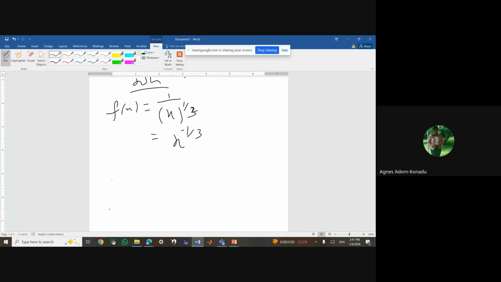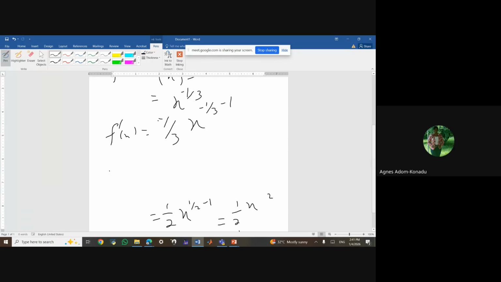So let's continue. So f prime of x is equal to, you drop the negative 1 over 3, so I have negative 1 over 3 x to the power negative 1 over 3 minus 1. Negative 1 over 3 minus 1 is negative 4 over 3. Okay, so that's what I'll get.